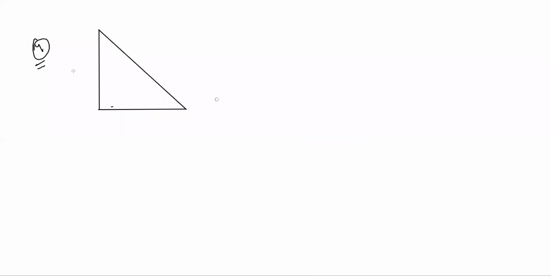Right, and the light ray is coming normal to the surface. What will happen here? This angle is 60. If a light ray falls normally, it does not get deviated and it just travels straight, and at the second surface it emerges without any deviation.